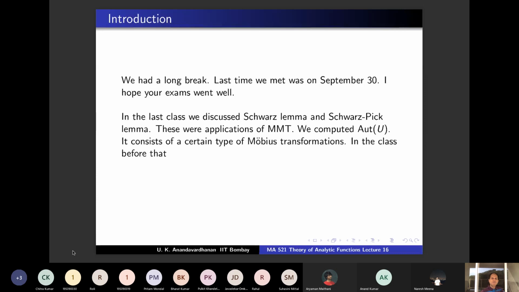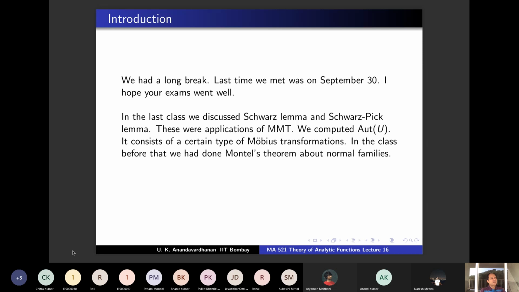In the class before that, we did Montel's theorem about normal families. So very quickly, what is a normal family? It's a collection so that every sequence has a subsequence that converges. And as we said, the limit need not be part of the family, that we are not asking for. And so this definition had nothing to do with holomorphic functions.